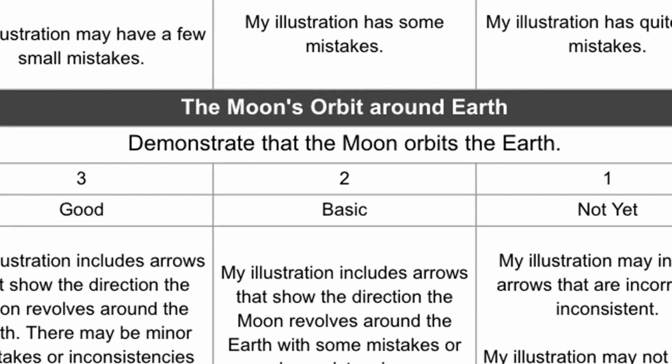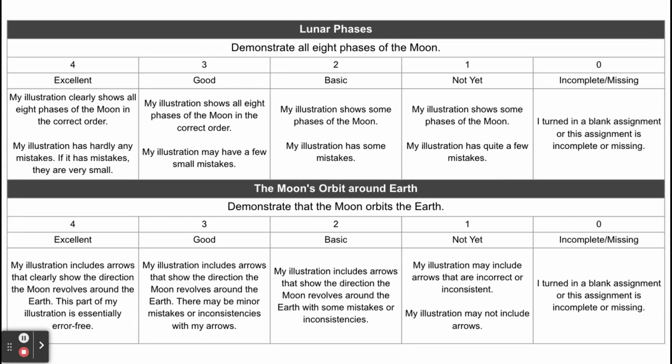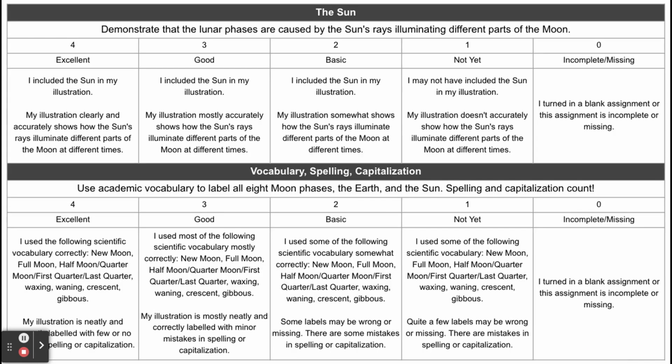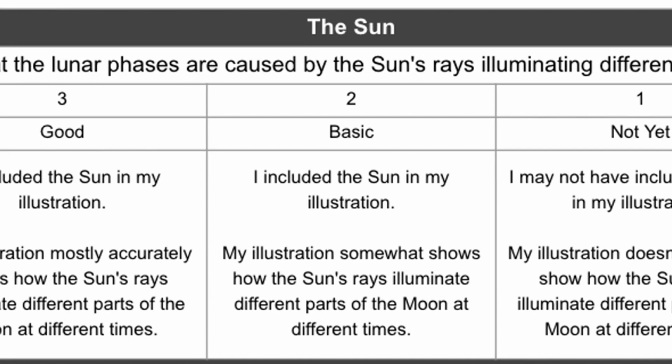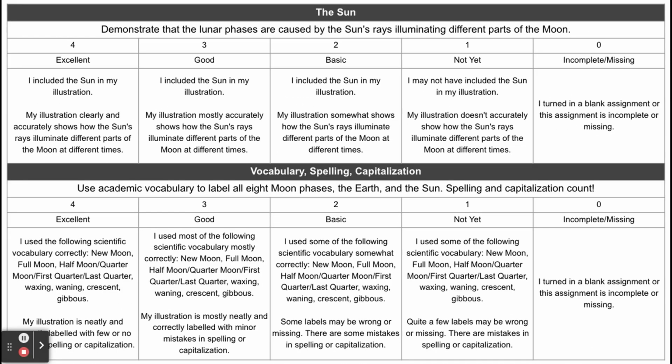Next, you have to demonstrate that the moon orbits the Earth. And a 4 on that one looks like my illustration includes arrows that clearly show the direction the moon revolves around the Earth. This part of my illustration is essentially error-free. Next, you have to demonstrate that the lunar phases are caused by the sun's rays illuminating different parts of the moon. An excellent, or a 4, I included the sun in my illustration. My illustration clearly and accurately shows how the sun's rays illuminate different parts of the moon at different times.